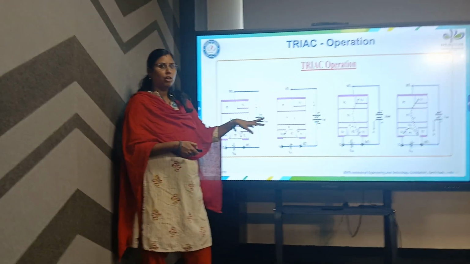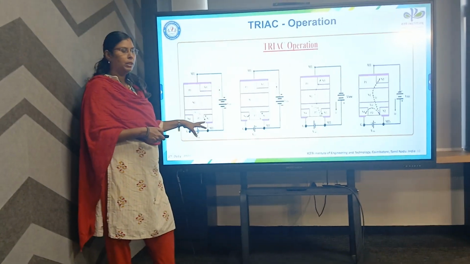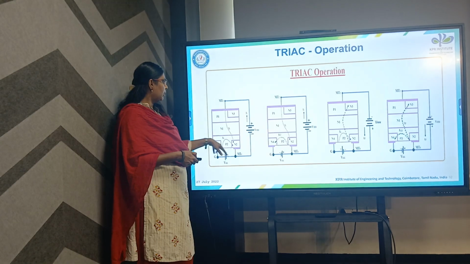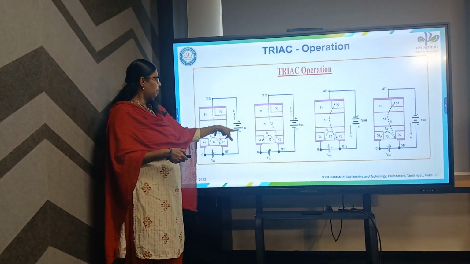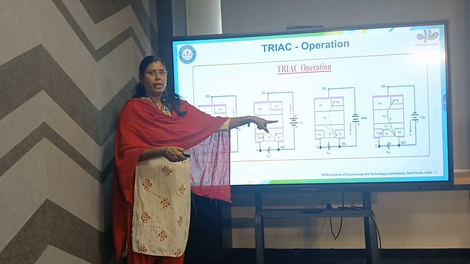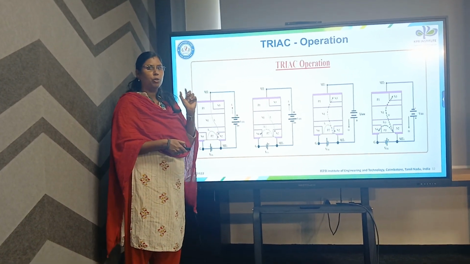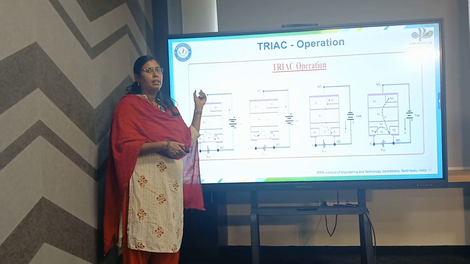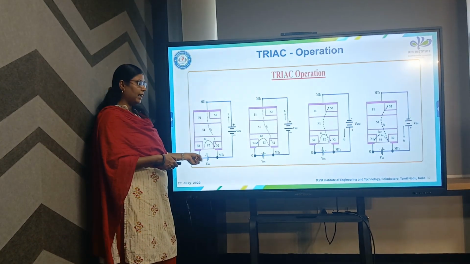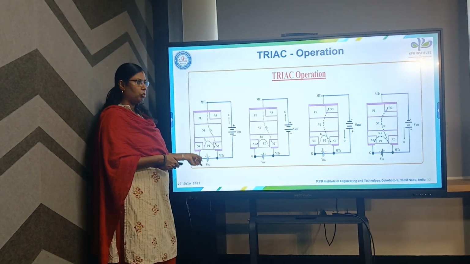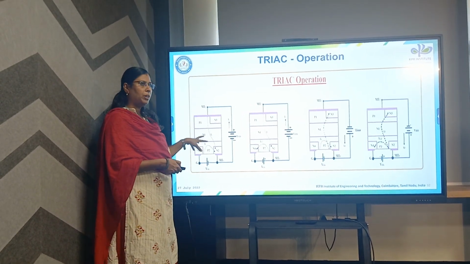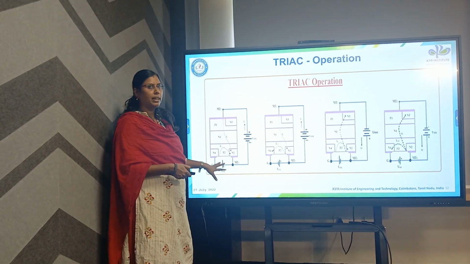Now the same TRIAC operation in construction form. We have 4 P-type and 4 N-type layers in the TRIAC, shown like this. The connection between MT1 and MT2 is either forward bias or reverse bias. Forward mode means we are giving forward bias; reverse mode means we are giving reverse bias. Likewise, the gate pulse reaches the middle junction. The TRIAC or SCR operation is based on the gate signal only.